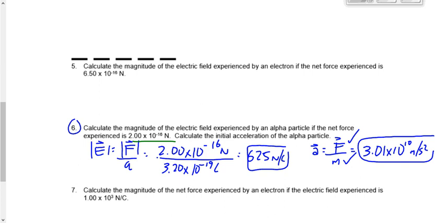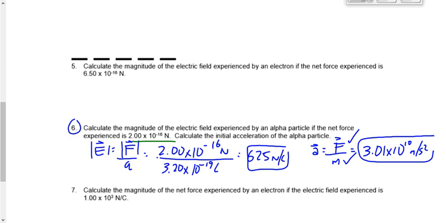Now, that is the initial acceleration because this charge, this alpha particle that's experiencing the field and the force, is going to move as a result of that, right? So distances are going to change, and therefore the field's going to change, and therefore the force is going to change. And if the force changes, then the acceleration is going to change. But initially, this is what it is. Does that make sense?